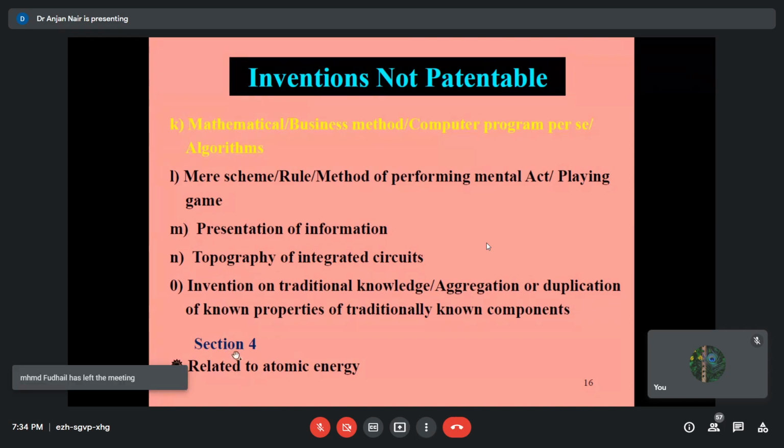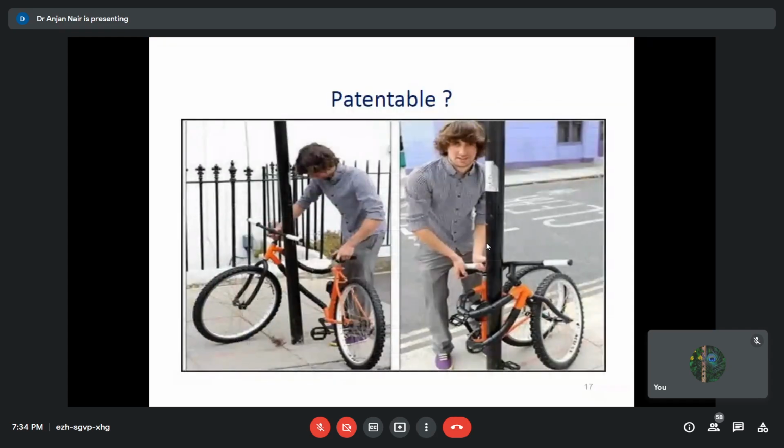Then the last one, Section 4, is anything related to atomic energy. In India, we have the Department of Atomic Energy, and anything related to atomic and nuclear energy will not be granted a patent. Only the DAE will be allowed a patent for that. So these are the conditions. We'll see one example quickly, which will help you understand whether you have got the concept behind patents.